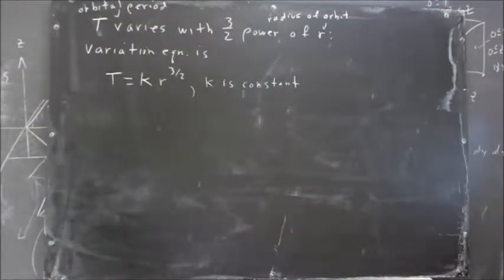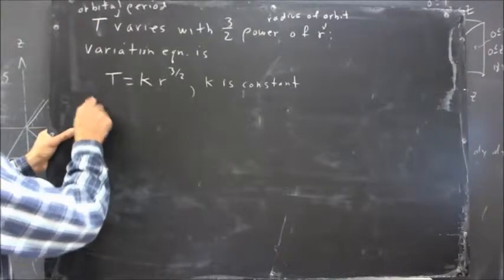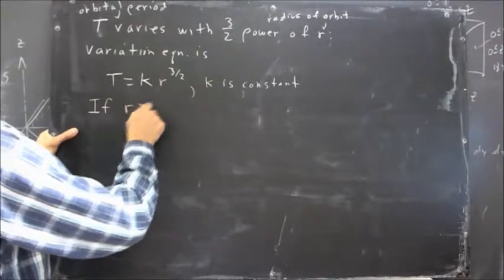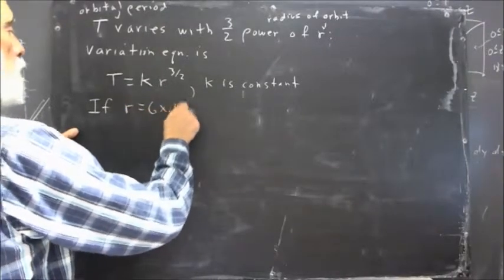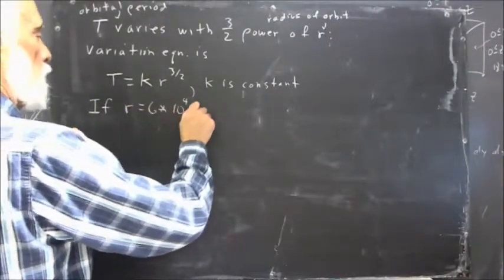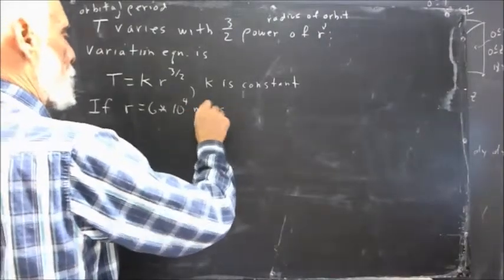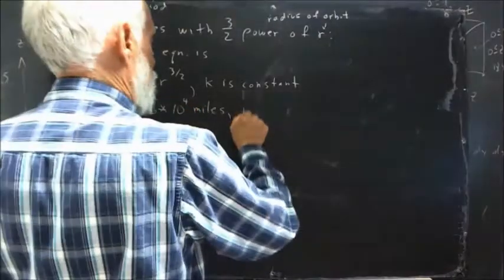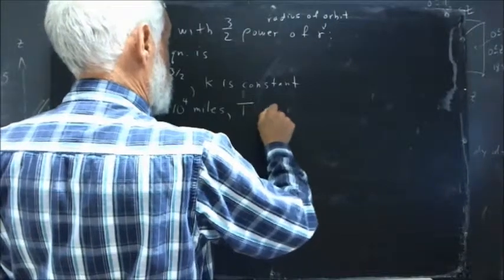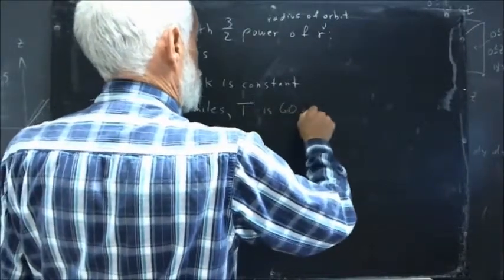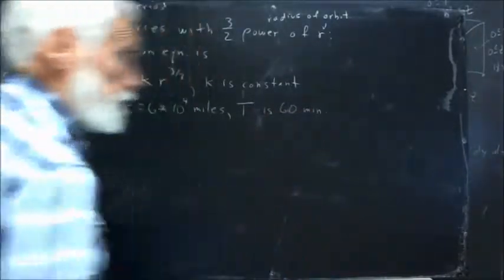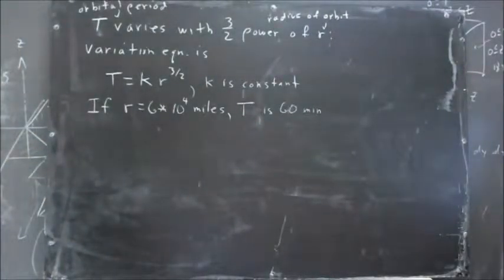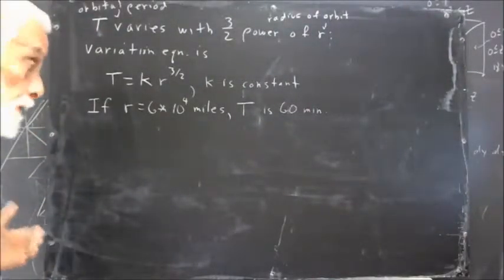Now we have additional information. The additional information is that if the orbital radius is 6 times 10 to the 4th miles, then the period is 60 minutes. Okay?